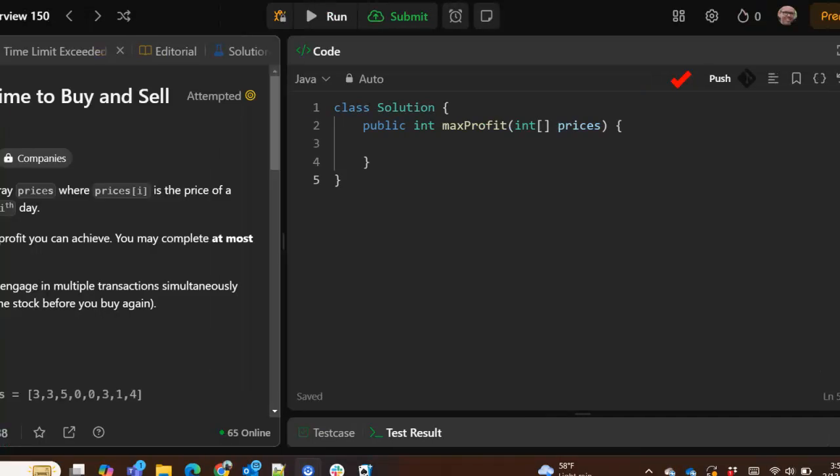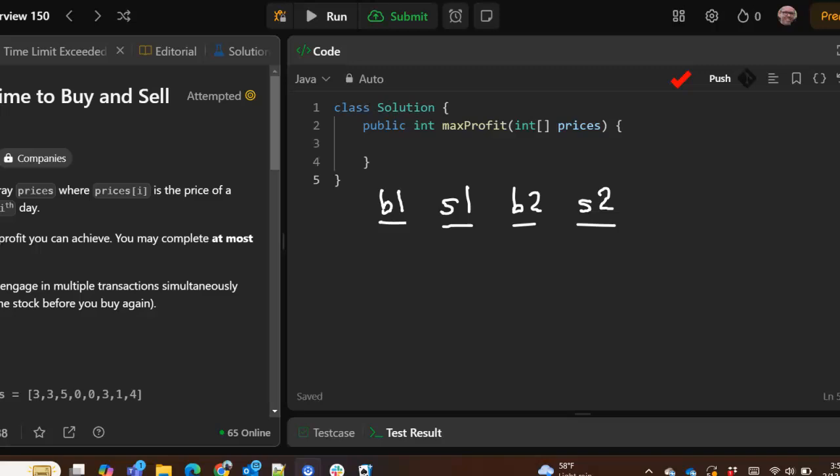All right, so there's 4 things that we can do here. We have, let's call them B1 for first buy, S1 for first sell, B2 for second buy, and S2 for the second sale. All right, those are the 4 things that we can do.